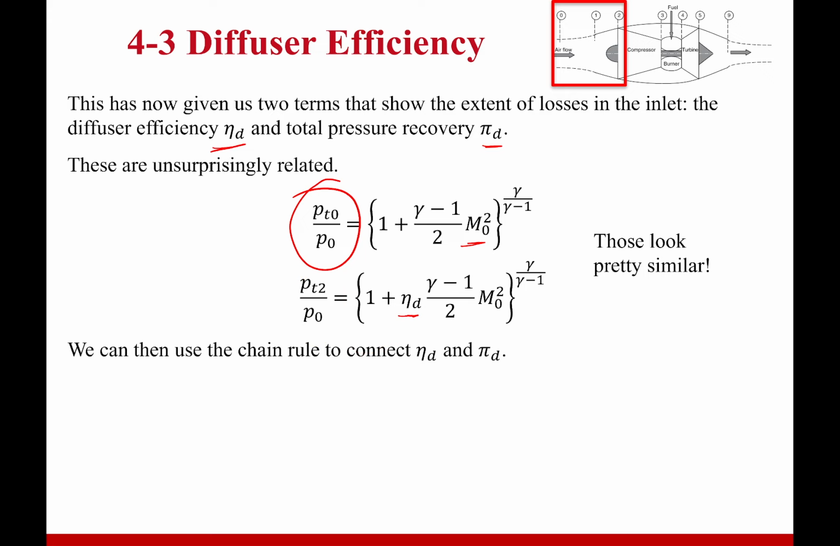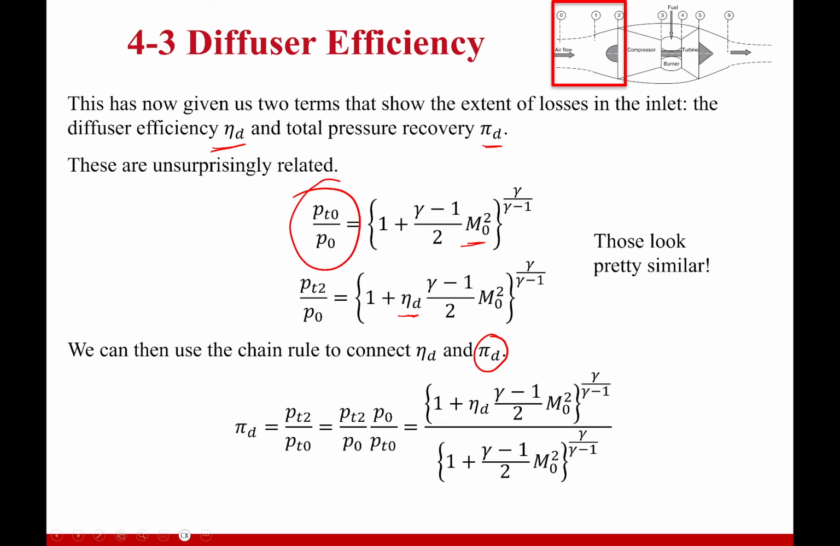Now we can use our chain rule to connect my diffuser efficiency to my total pressure recovery. Because that total pressure recovery is simply the ratio of my total pressure after the inlet and my total pressure before the inlet. And so you can then see, wait a second, chain rule that out. Well, here's this guy, and this is just the inverse of this one. And so I can put those two together. And it is not by any means a very pretty equation, but you can see it's a ratio of ratios. This is what my total pressure to static pressure ratio would have been, and this is what it actually is.